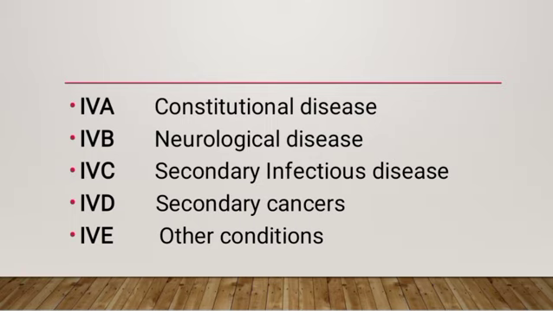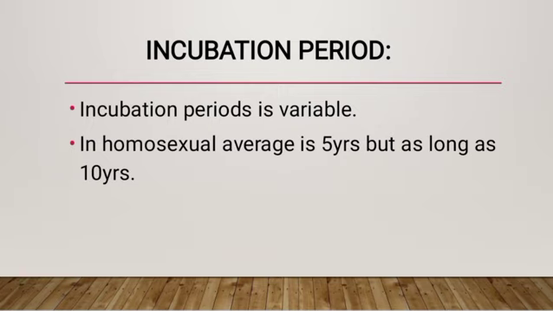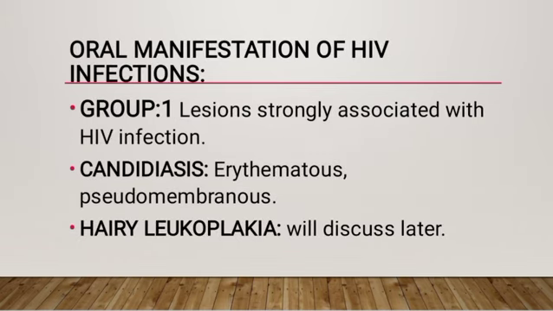The patient also suffers from neurological diseases. Then in patients there is also development of secondary infections, cancers and others. Now the incubation period is variable, but in homosexuals it averages 5 years, and it can be as long as 10 years.